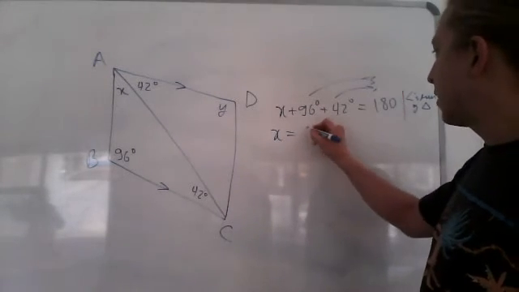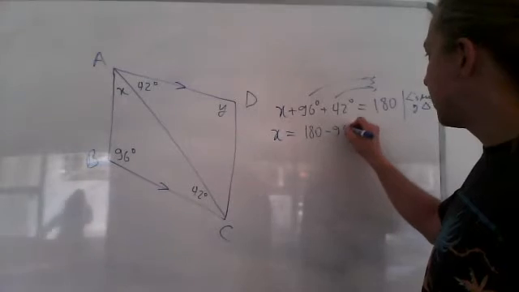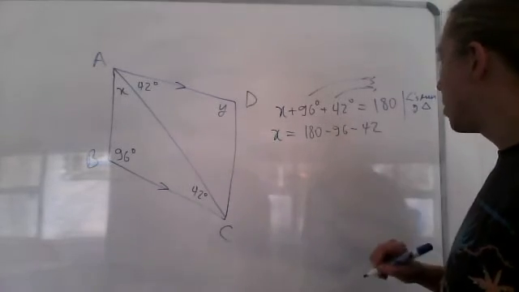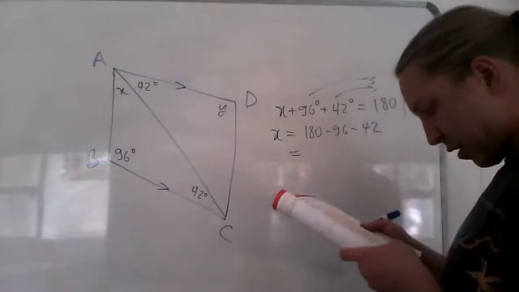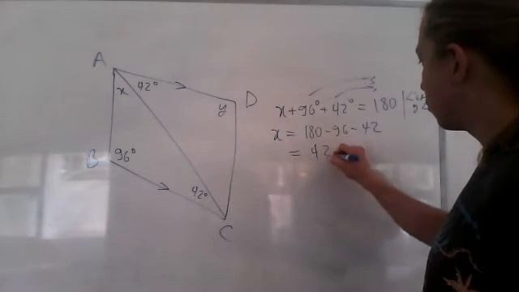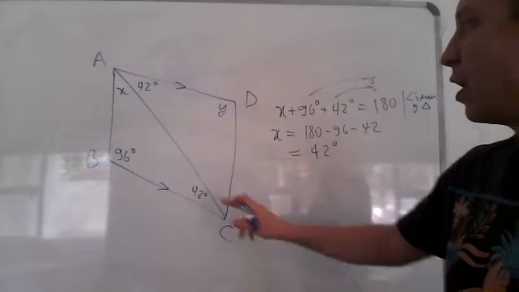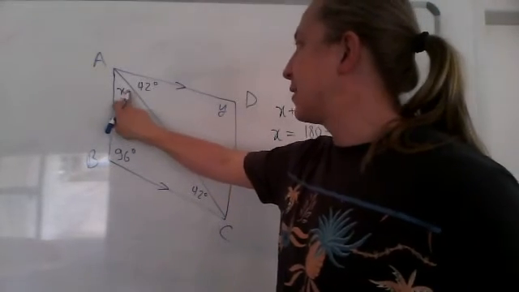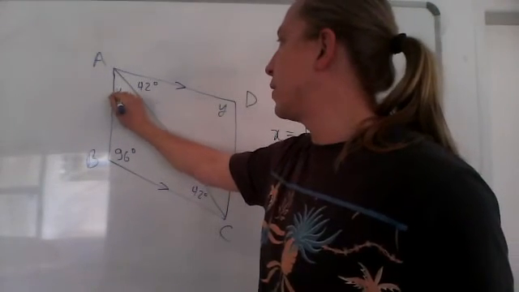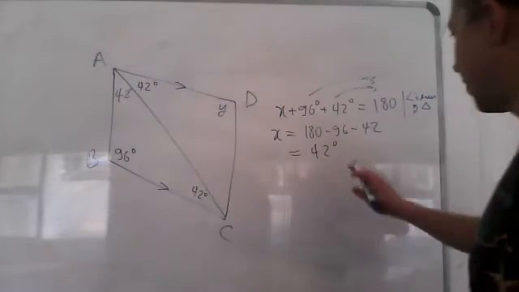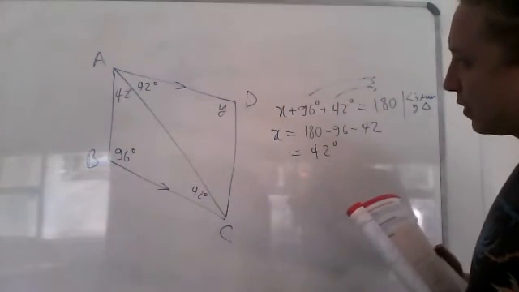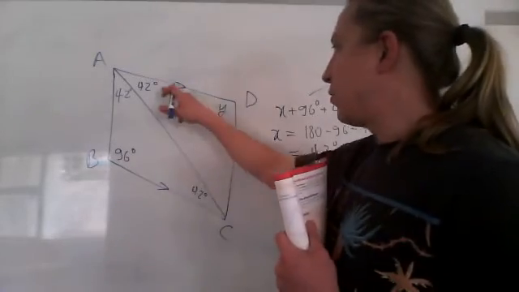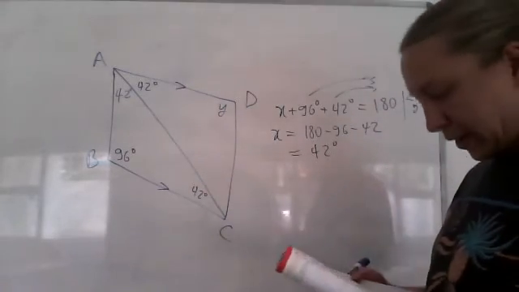So x equals 180 minus 96 minus 42. And that will give us an answer of x is 42 degrees. Okay, so what we find is that this x is also 42 degrees. Okay, there it is. Cool. Right, well now, since these two lines are parallel, those both are 42. Let's see what else they want.